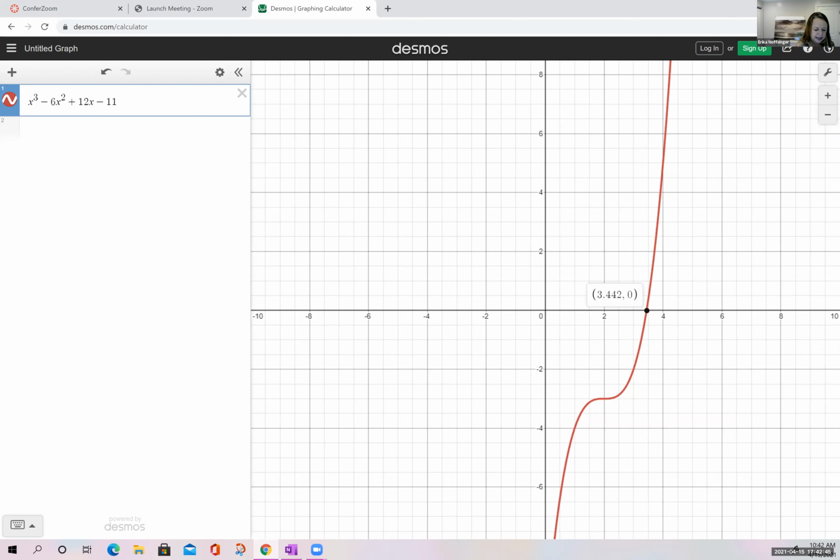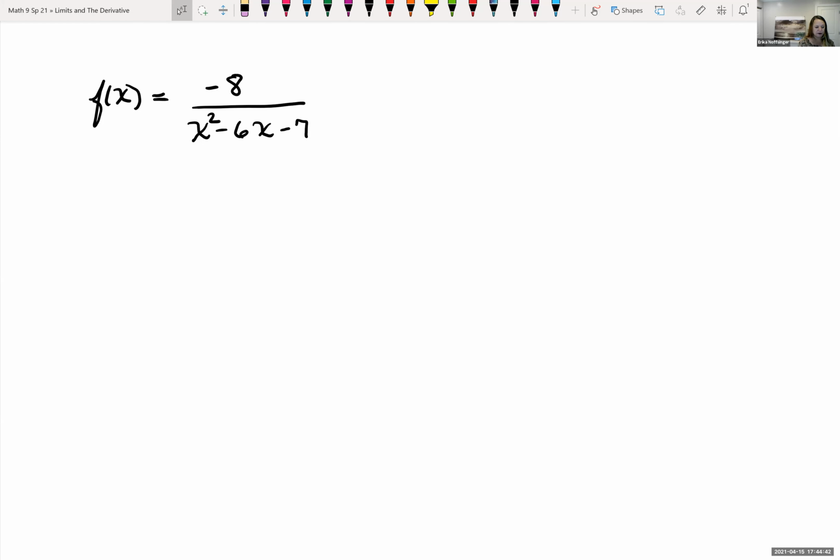Okay, so the next example is a rational function, which is negative 8, and that is all over the quantity x squared minus 6x minus 7. So looking at this function, I noticed that we have to worry about the domain because we have variables in the denominator. And so let's find out when the denominator is equal to 0, and we can do that by factoring. So we have negative 8 all over.